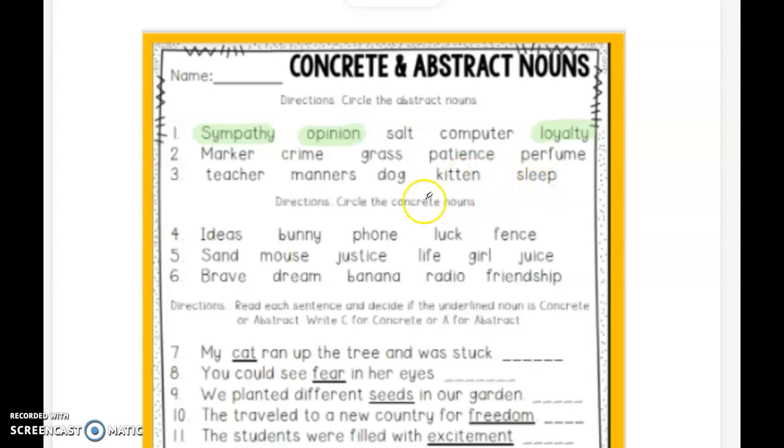Line 3. Can you see a teacher? Yeah, you can see me, so that is not an abstract noun. What about manners? Manners. No, you can't see, touch, taste, or feel those. What about a dog? I can feel a dog. What about a kitten? I can see and feel a kitten. What about sleep? No, I can't see sleep.